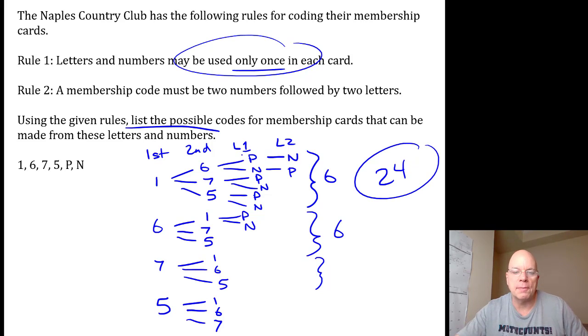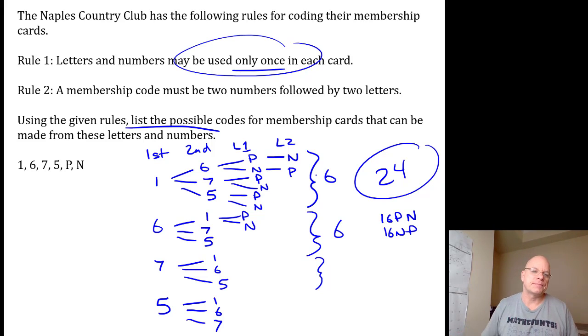But the list of all the possible codes would be, I mean, this is pretty tedious to really do it the way it's asking. 16PN, 16NP, just following those branches and listing them. You should be able to do the next one on your own, but the next one should be done with a calculator, just like tonight's homework can be done with a calculator.